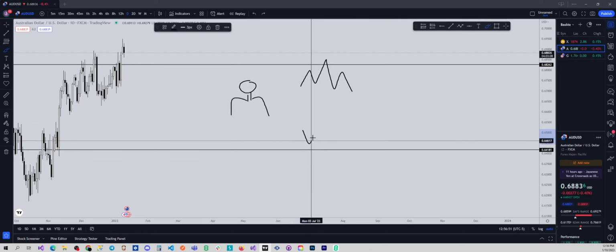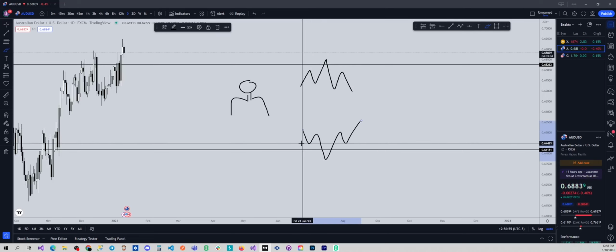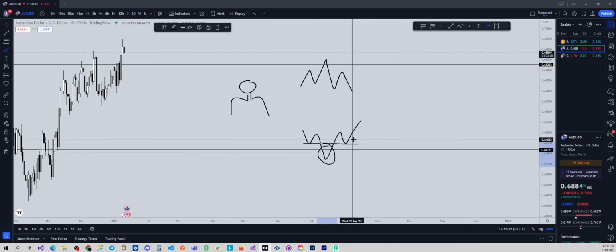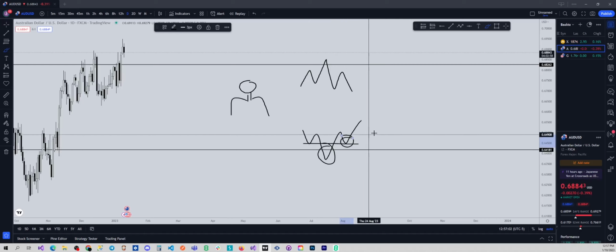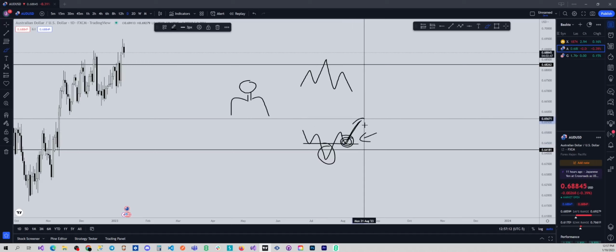Inverse head and shoulder, it's going to look something like this. So you've got price, which faked to the downside, broke above, and is holding this level of support right here. And what we want to do is look at price action on the right side again, right? So we'll look at price action right over here to see what price is trying to tell us, to see if price wants to continue to the upside.